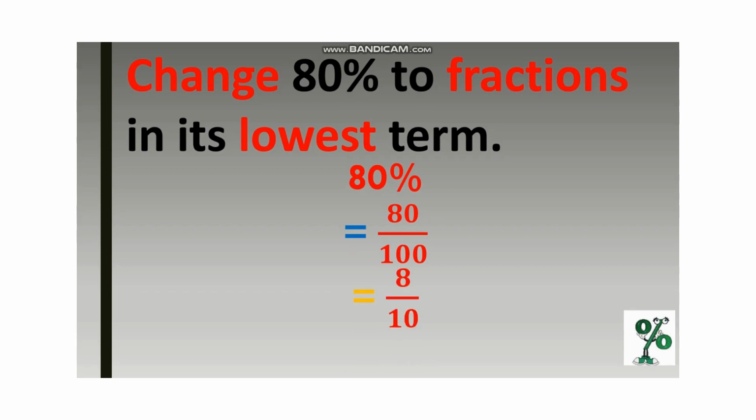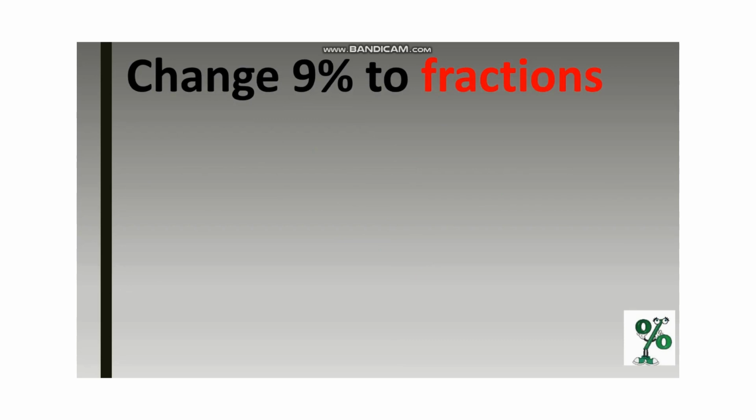All right. So we move on to the next one, which is 9% to fractions. Okay, we change 9% to fraction. And so when you have this, 9% is basically 9 out of 100, and this is the lowest you can ever have because there's no common factor for 9 and 100. So let's move on to the next question.